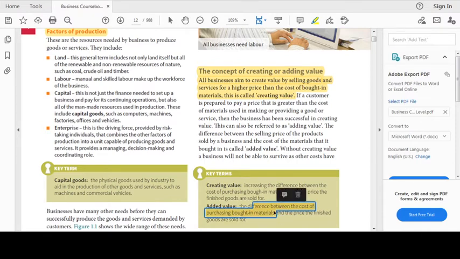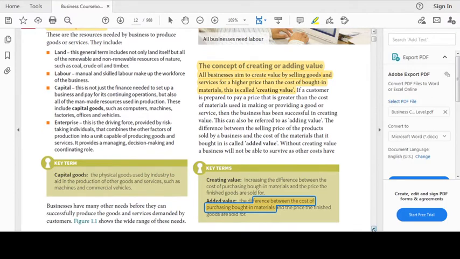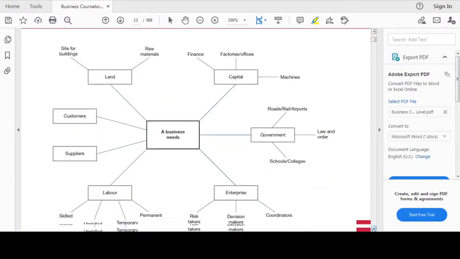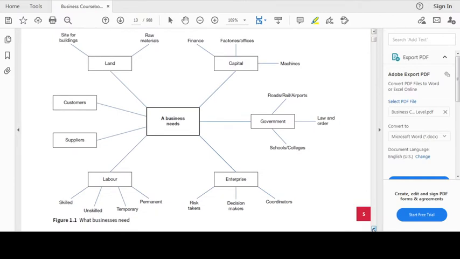Some businesses have more added value and some businesses have less added value. If you add more creativity to your business, or there are many other things, this will create a difference in the value. Okay guys, now what we are going to study is what a business needs. What are the things that a business needs?